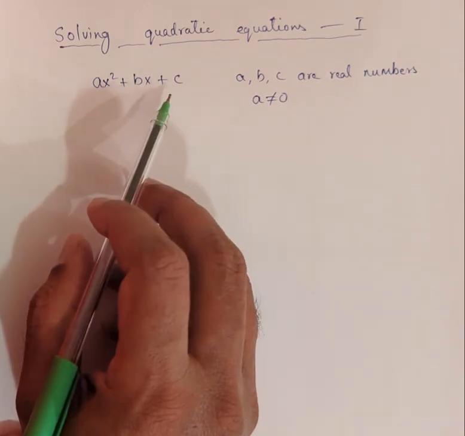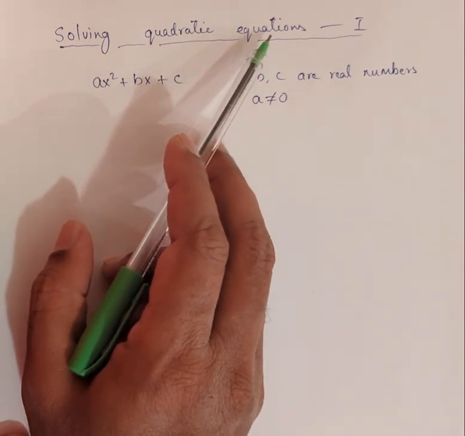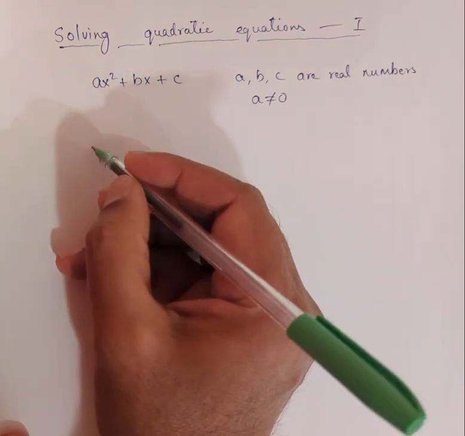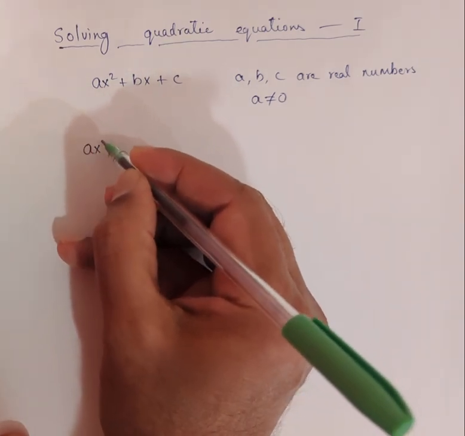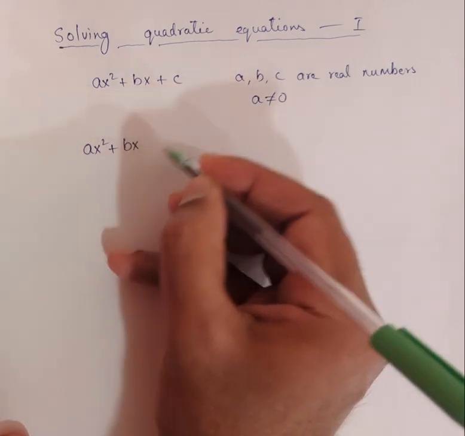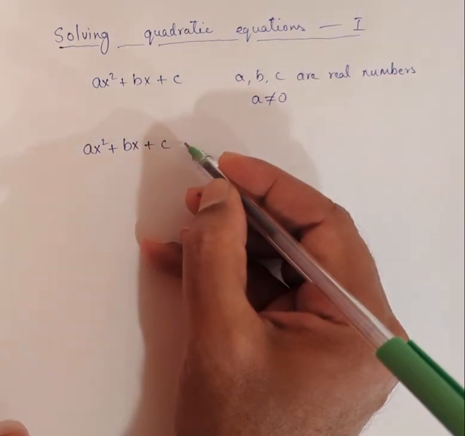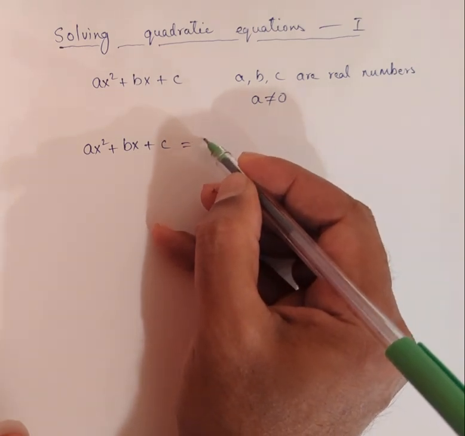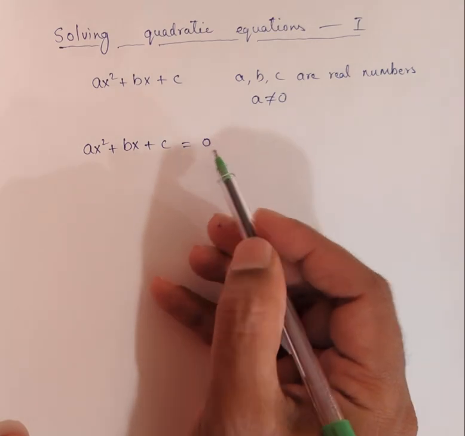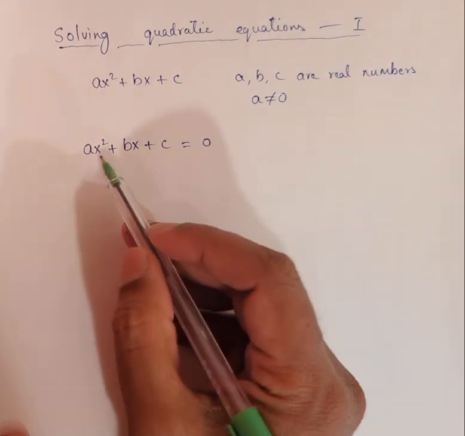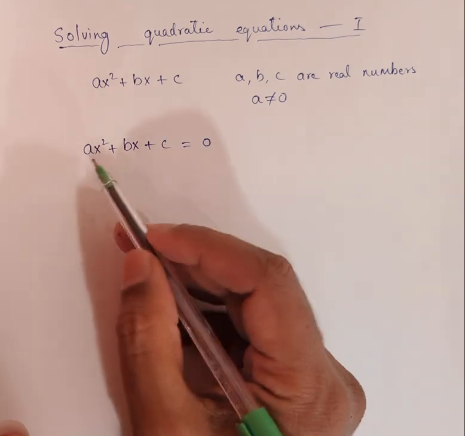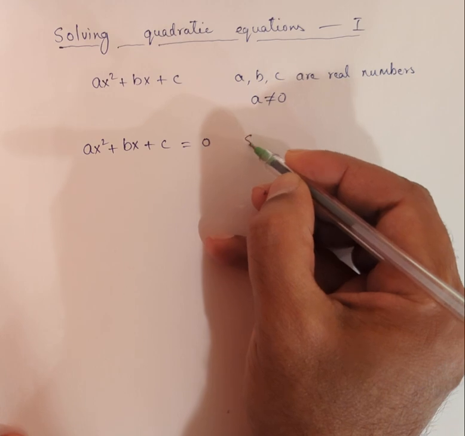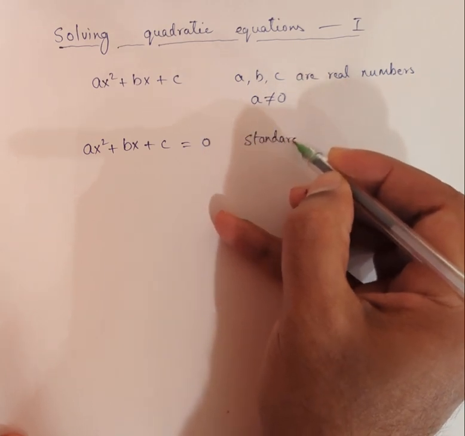Now this is a quadratic expression. What is a quadratic equation? Equation means it has to have an equal sign. So let me write down ax square plus bx plus c is equal to, I can write something here, but I can always rearrange so that there is just a 0 on the right side. So this is a quadratic equation, ax square plus bx plus c equal to 0. Now this is called the standard form of a quadratic equation.